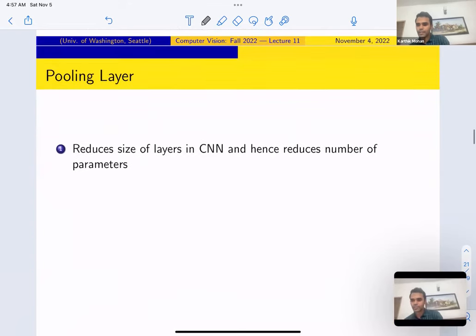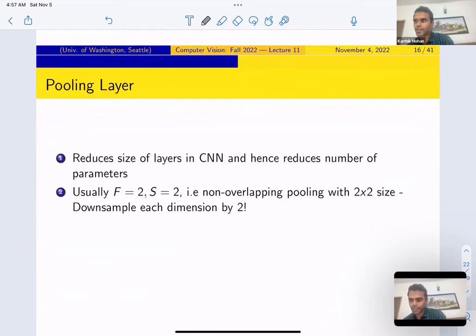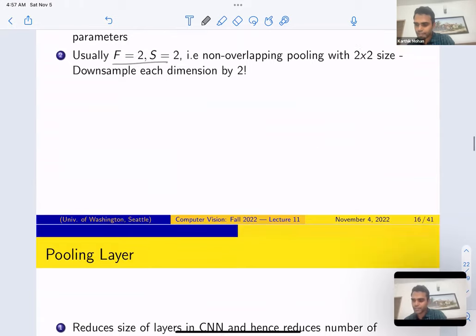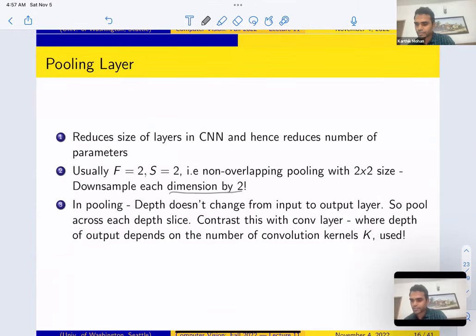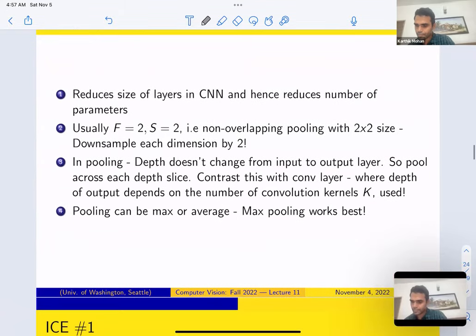All right. So the pooling layer reduces the size of layers in CNN and hence can reduce the number of parameters. This may or may not be significant, depending on how big your input block and output block are. Usually F equals 2, S equals 2. This is standard if you're using pooling and it's non-overlapping. And it downsamples each dimension by 2. So even though you're using a 2x2, it seems like you're reducing by a factor of 2, but you have 2 dimensions. So you're actually downsampling each dimension by 2, and your total downsample is going to be by a factor of 4. And pooling depth doesn't change. So we spoke about this. Pooling can be max or average, but max is really popular and has been shown to work well in practice.